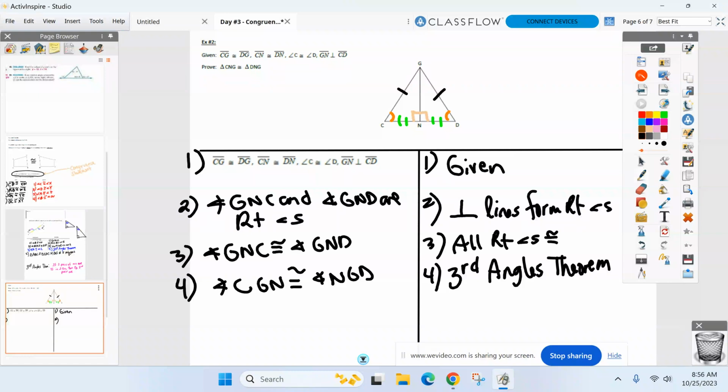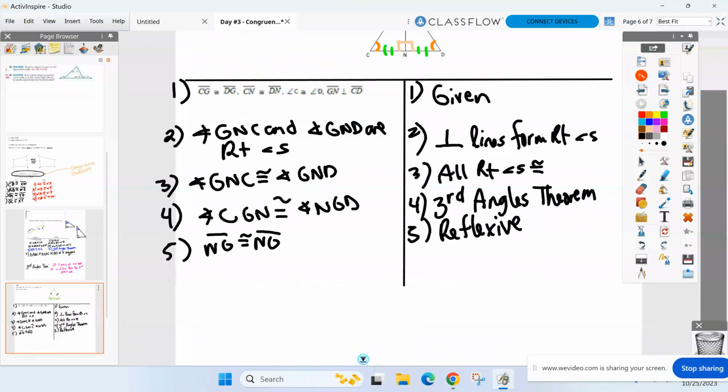Do you see how this side is shared between both? So it's got to be congruent to itself. NG congruent to NG, reflexive. Okay, so if a side, and it could be an angle too, is shared by both triangles, that's congruent by reflexive.